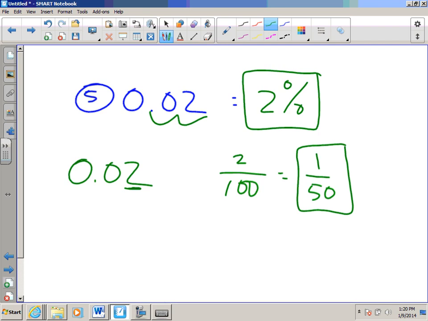And number 9. Write each fraction as a decimal and a percent.